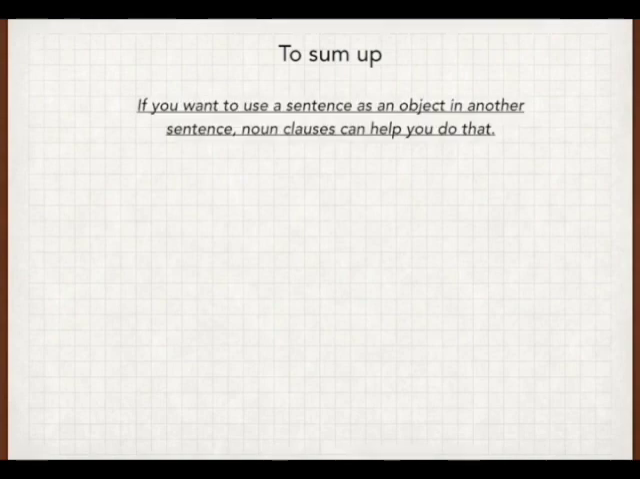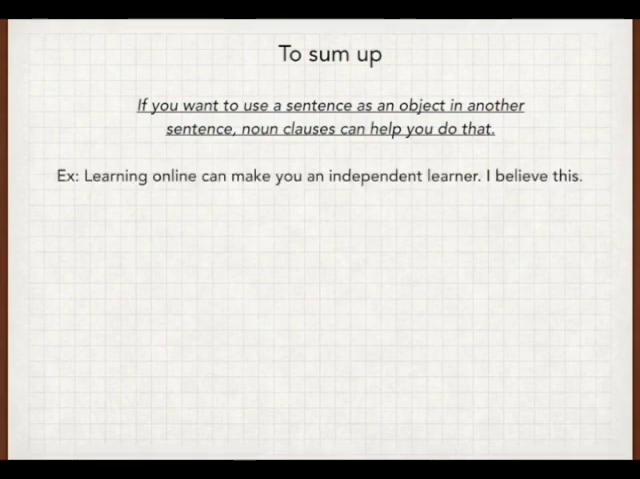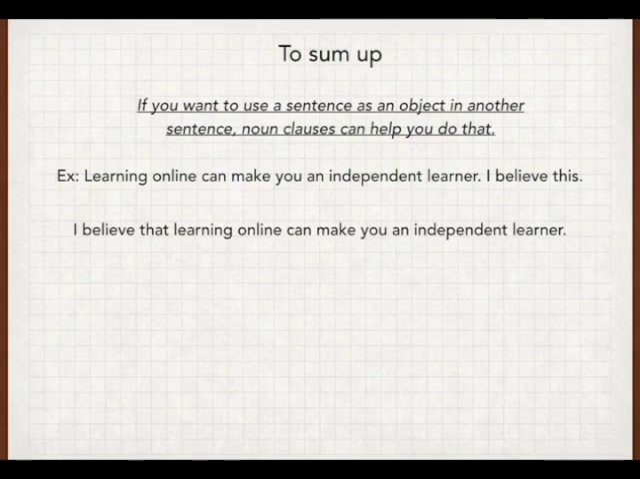Okay, now to sum up, what is a noun clause? If you want to use a sentence as an object in another sentence, noun clauses can help you do that. So a noun clause is the object of a sentence and it is also a sentence. That's why we call it a noun clause, because it's a clause which functions as an object. For example, this is a simple sentence. Learning online can make you an independent learner. I believe this. This is the second sentence. Now we can combine these two sentences. This is the object, so we can say, I believe that learning online can make you an independent learner.